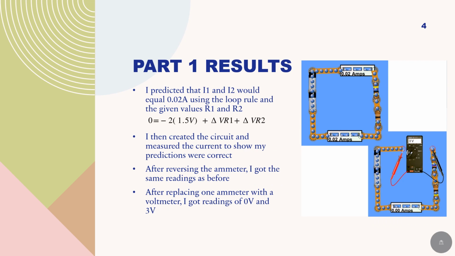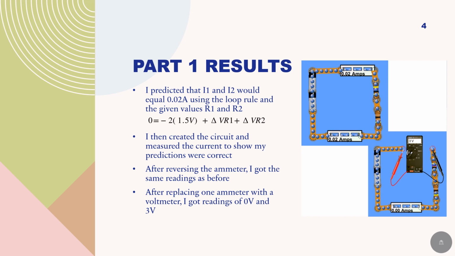So in part 1, I predicted that I1 and I2 would equal 0.02 amps using the loop rule and the given values R1 and R2. To solve this, I formed the equation 0 equals -2 times 1.5 volts plus change in V times R1 plus change in V times R2, and I just solved for V. And then I created the circuit and measured the current to show my predictions were correct.